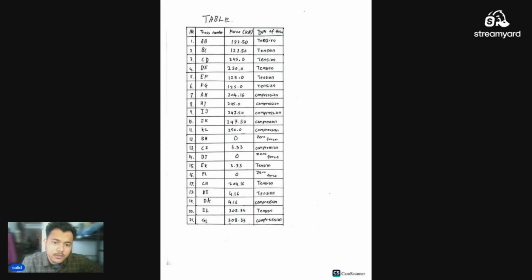The next one is BH is 0, so it's zero force, and then the next one is CI 3.33 is in compression, and then the next one is DJ is 0, and then the next one is EK 3.33 is in tension, and then the next one is FL is 0 force, and then the next one is CH 204.16 is in tension. Then the next one is DI 4.16 is in tension, and then DK 4.16 is in compression, and the next one is AL 208.34 is in tension, and then the next one is GL 208.13 is in compression.